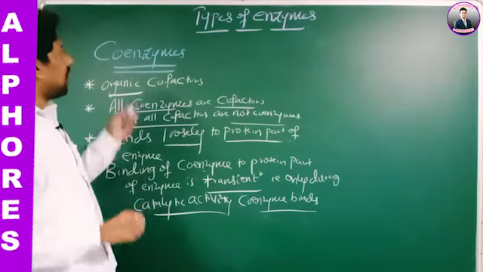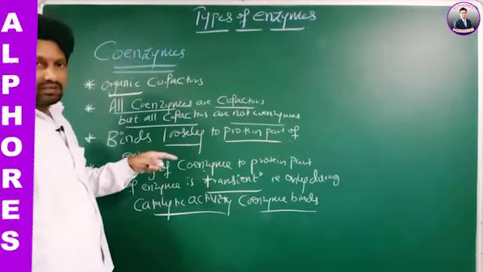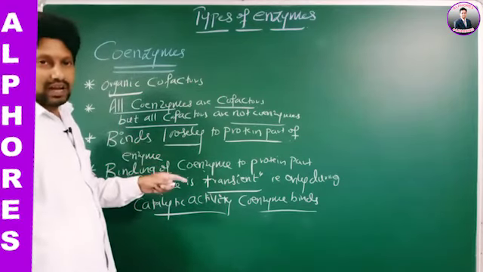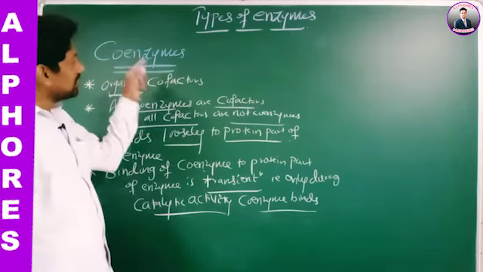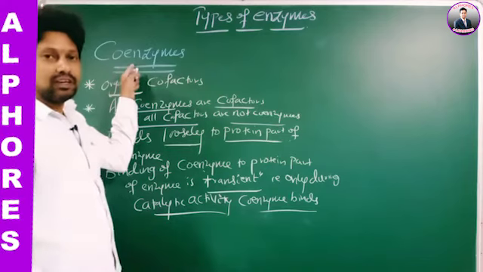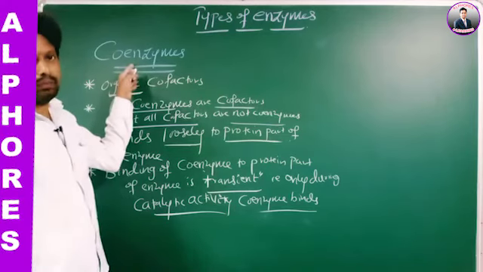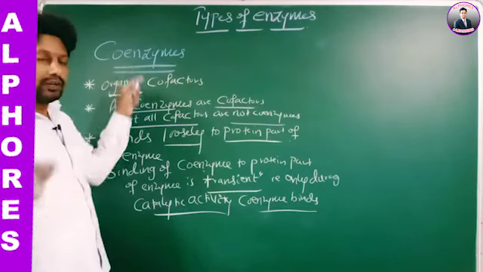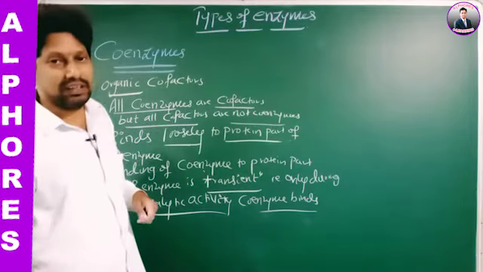Which enzyme are we discussing? The conjugate enzyme. To the protein part of the conjugate enzyme, what has bound? Coenzyme. How? Loosely. When? During catalytic activity of the conjugate enzyme.